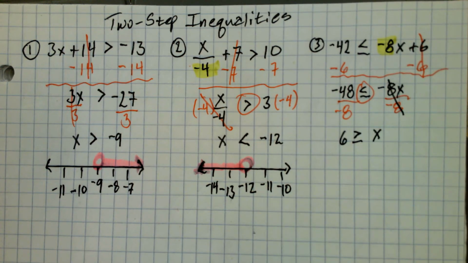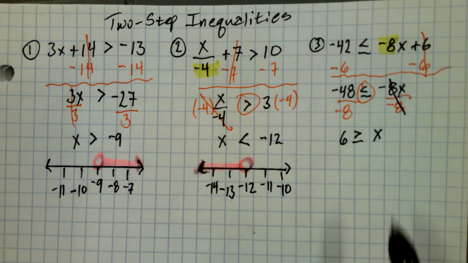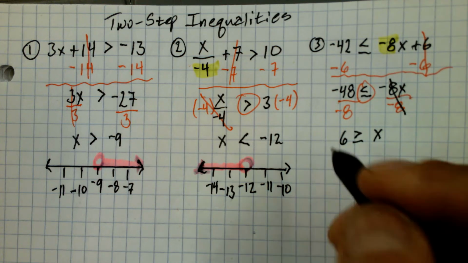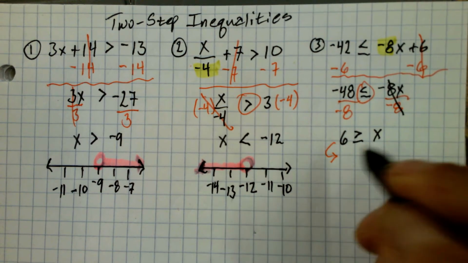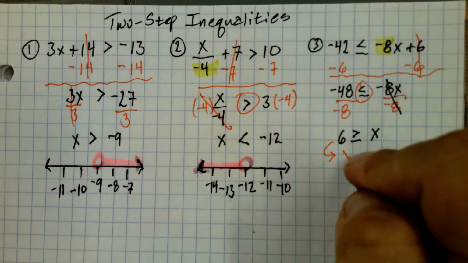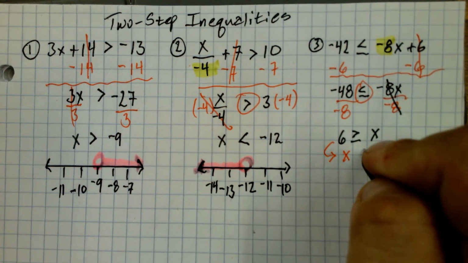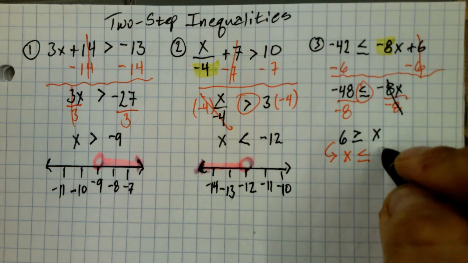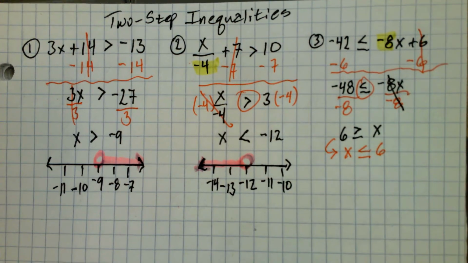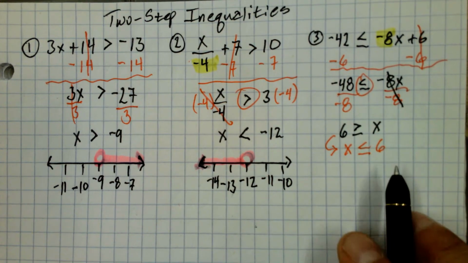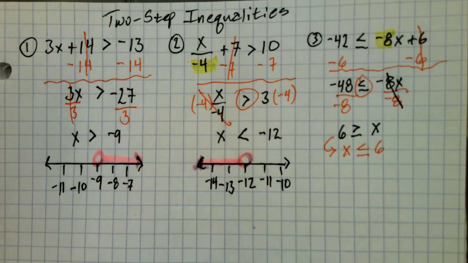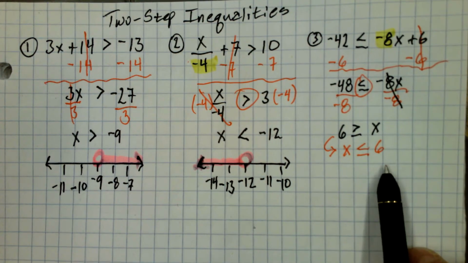So now I'm saying 6 is greater than or equal to x. And you don't have to flip this. It's just easier for me and probably for you that when you see it flipped, in other words, x is on the left, this inequality is now less than or equal to, and then 6 is here. I can see now that I want all numbers 6 or smaller. I want everything 6 or smaller.